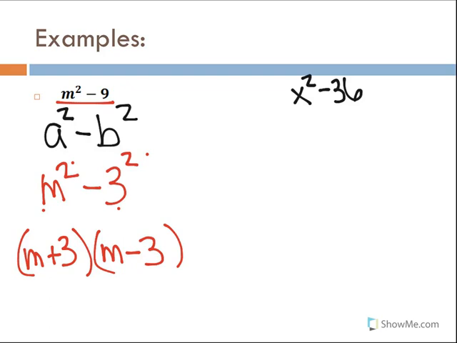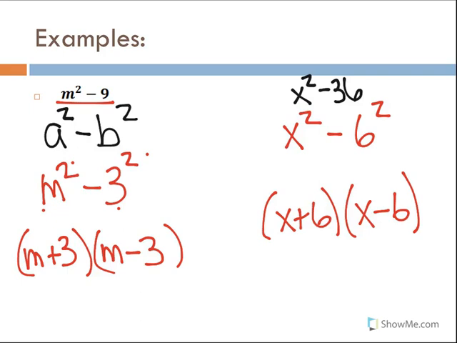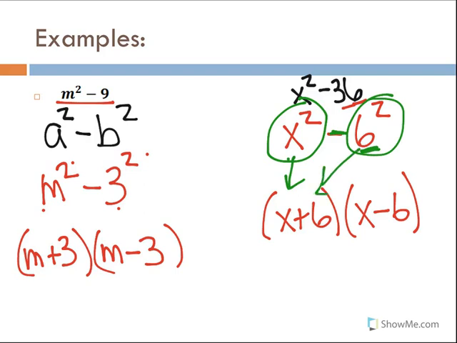Why don't you go ahead and see if you can do the next one I have over here, x squared minus 36. Go ahead and pause your video and see if you can do this one on your own. Hopefully we recognized that we could rewrite 36 as 6 squared. Then I have it in my form as something squared minus something squared. So I write it as the first plus the second, and the other one is the first minus the second. So x plus 6, x minus 6.